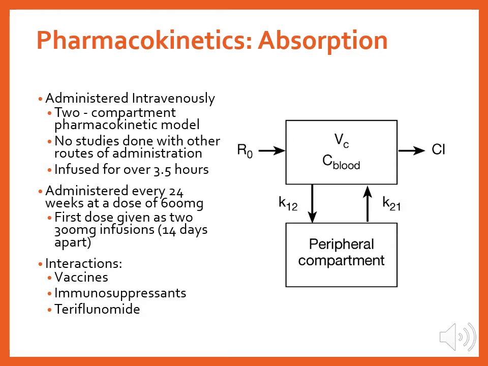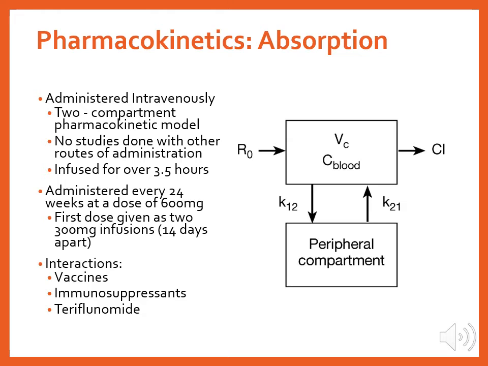We will now be looking at the pharmacokinetic properties of Ocrelizumab. Ocrelizumab is given via an intravenous injection. It follows a two-compartment pharmacokinetic model, which means that Ocrelizumab moves between the central and peripheral compartments of the body. Due to this, peripheral and central clearance rates may vary.